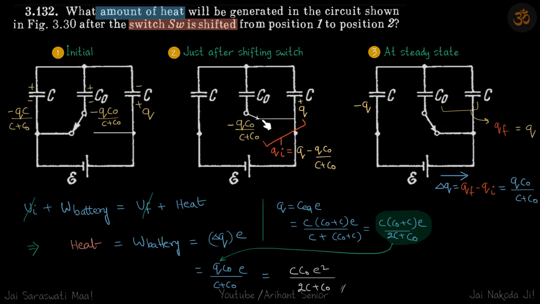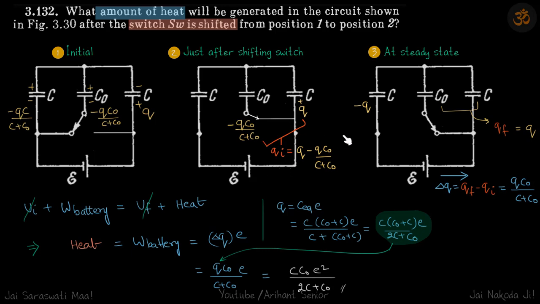So we have already seen that eventually, because of the symmetry of the circuit, the final charge is going to be Q on both the plates combined, but the charge was Q here and minus QC naught by C plus C naught here, which means this charge has flown back, because the final charge on both the plates combined is plus Q, and here also it is plus Q. So this charge is extra, which is going to travel through the battery. So negative charge is going to travel like this, which means positive charge is going to travel like this.